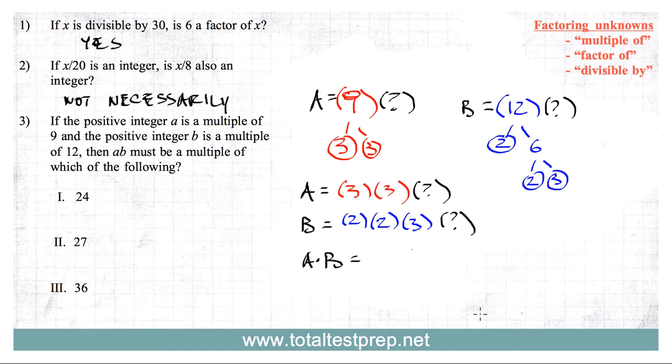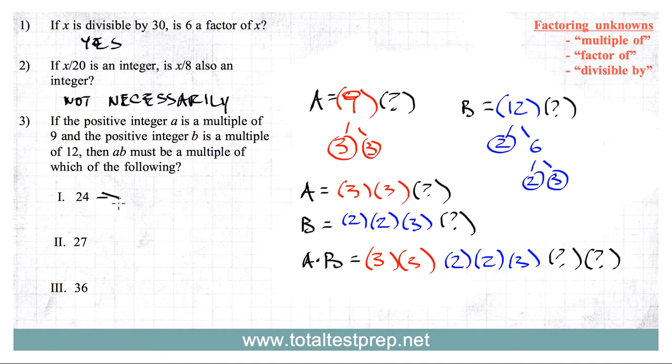a times b, well, it's going to have the 3 and the 3 from the a, and it's going to have the 2 times 3 from the b, and then it's going to have 2 unknowns. So what we know about a times b is that there are 1, 2, 3 3s and 2 2s. Let's take a look at the questions. If I know that ab, its partial prime factorization is this, that these are the primes that we know for certain are in the product of ab, is this thing a multiple of 24, 27, or 36?